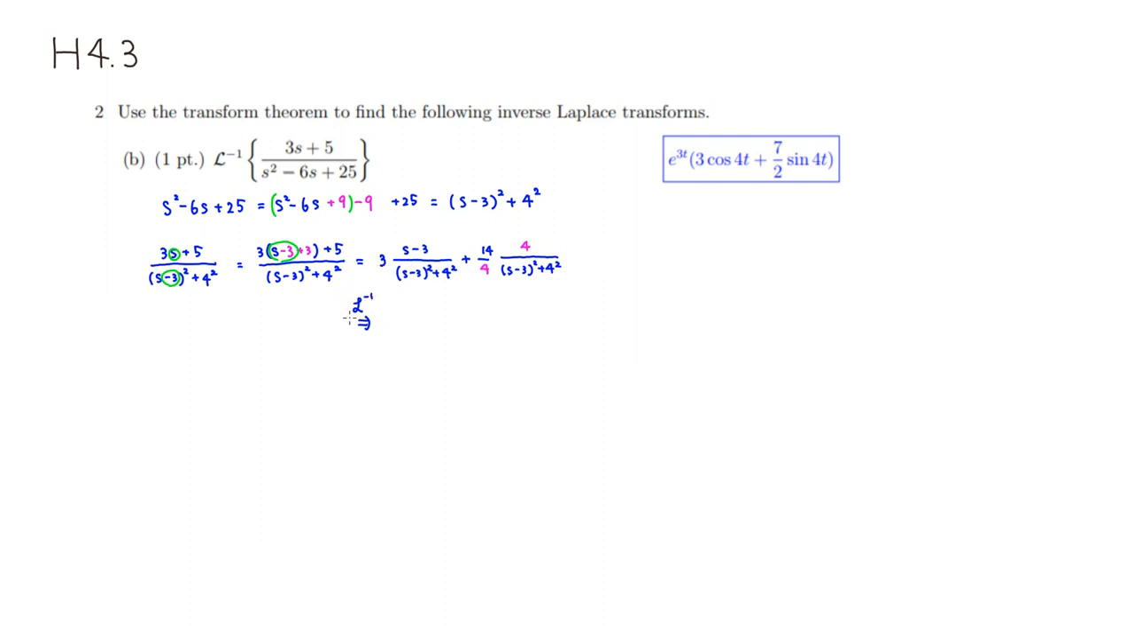First, there's a minus 3, so that's a translation. The a value is 3, so e to the 3t should be there. 3 is a constant, so I'm going to put it here. When you have s over s squared plus 4 squared, ignoring the translation, this is going to be cosine of 4t. And plus, we have 14 over 4, which is equivalent to 7 over 2. Here the inverse Laplace transform is sine of 4t. So that's how we get the inverse Laplace transform. That's it. I hope that this was clear.